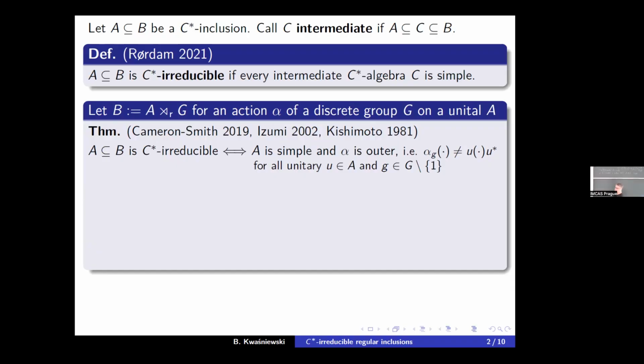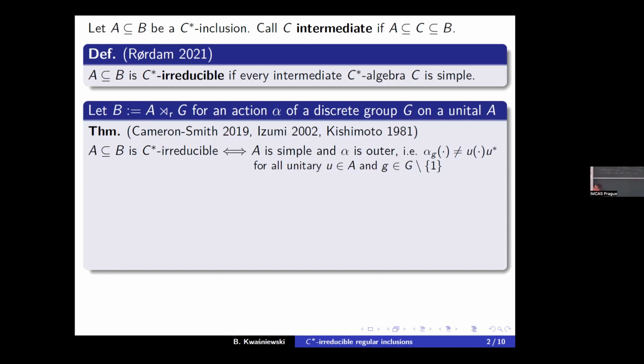So do you mean point-wise outer here? Yeah, some people call this point-wise outer, but an action is outer when it is point-wise outer by definition. The result of Izumi is for finite groups or for discrete? Yes, Izumi considered finite groups. And Cameron Smith proved the result that is stated on the slide for general discrete groups acting on a unital A. So this is important.